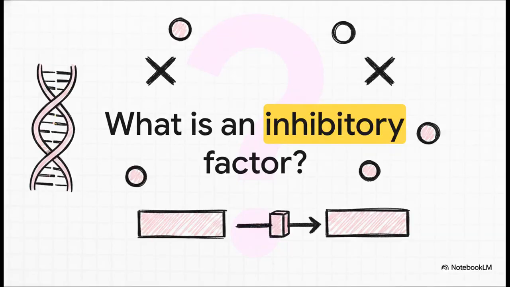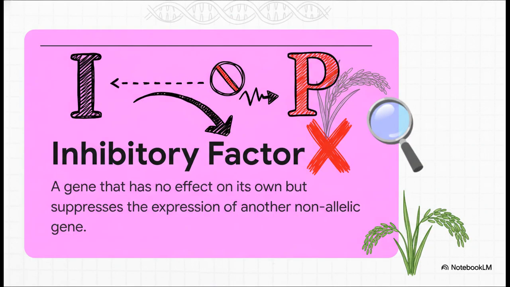All right, last question for this round. What is an inhibitory factor in gene expression? What does an inhibitor gene do? 5 seconds. Okay, an inhibitor gene is exactly what it sounds like. It's a blocker. By itself, it doesn't really have an effect. But when you have the dominant version, like the I gene in rice, its whole job is to stop another gene from working. In this case, it stops the P gene from turning the leaves purple. So even if the plant has the gene for purple, the inhibitor just says, nope.